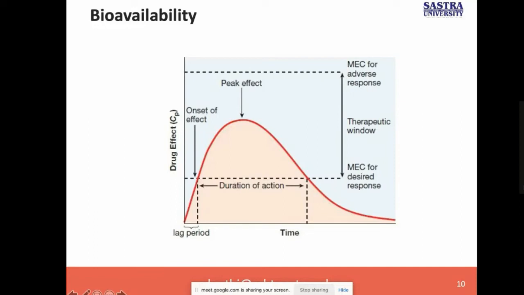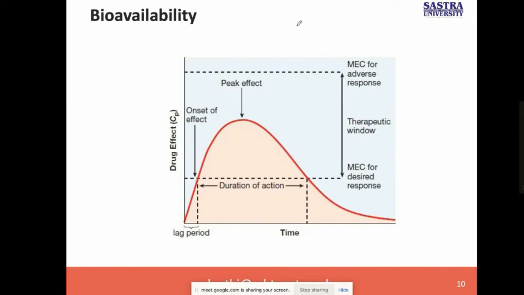So before answering your question, what is first pass effect? Let me tell a few more points related to this graph, then I'll explain. This graph is plotted between time and the drug concentration in plasma. Normally we don't estimate the amount of drug molecule in the blood. We estimate the amount of drug molecule present in the plasma, which gives a more accurate result compared to checking it in the blood.